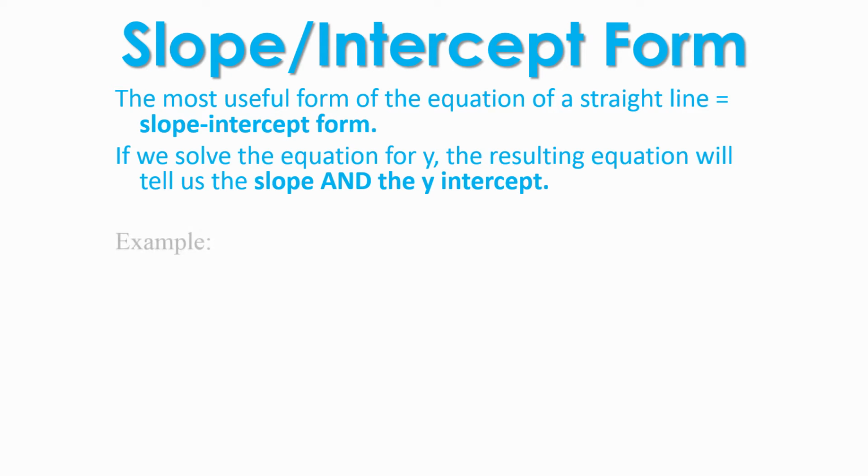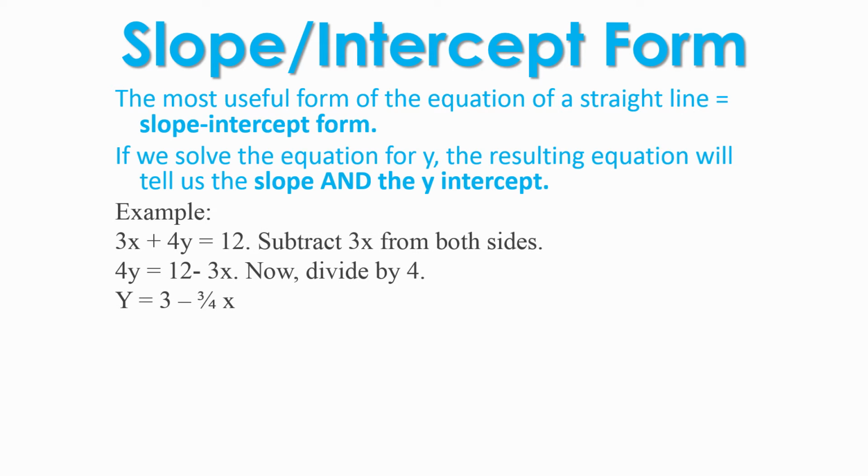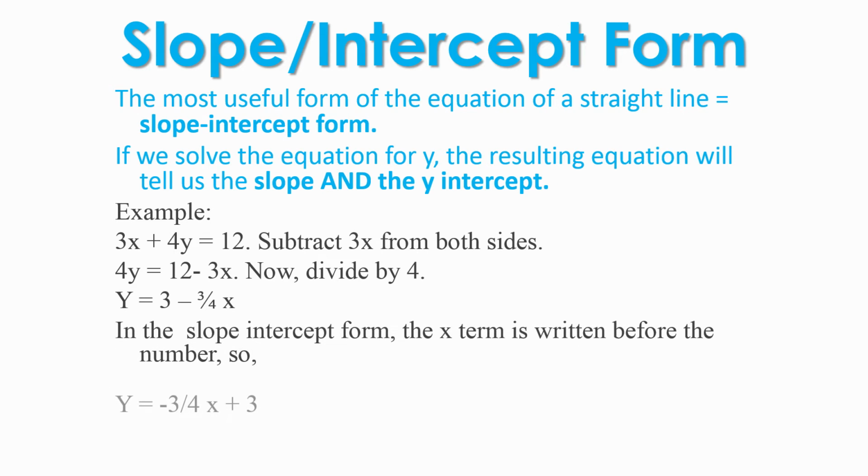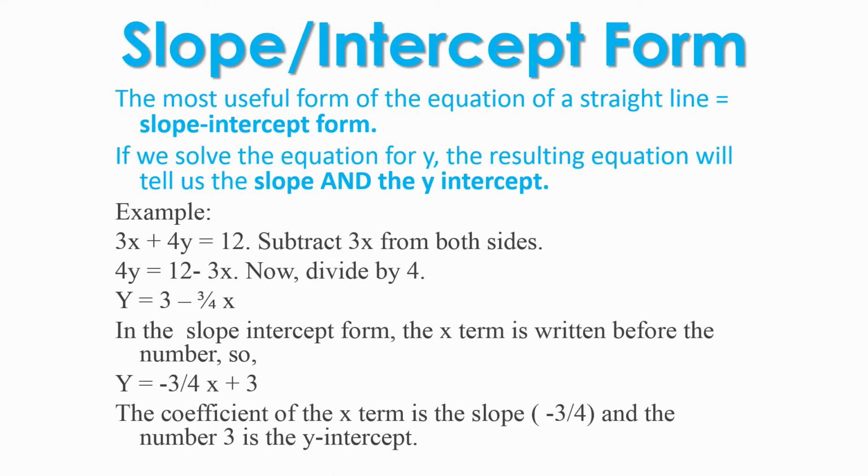Let's do it with this equation. Subtract 3x from both sides. So now we have 4y equals 12 minus 3x. Now divide by 4, and we have y equals 3 minus 3/4 x. In the slope-intercept form, the x term is written before the number. So we make this y equals negative 3/4 x plus 3. The coefficient of the x term is the slope, negative 3/4, and the number is the y-intercept, 3.